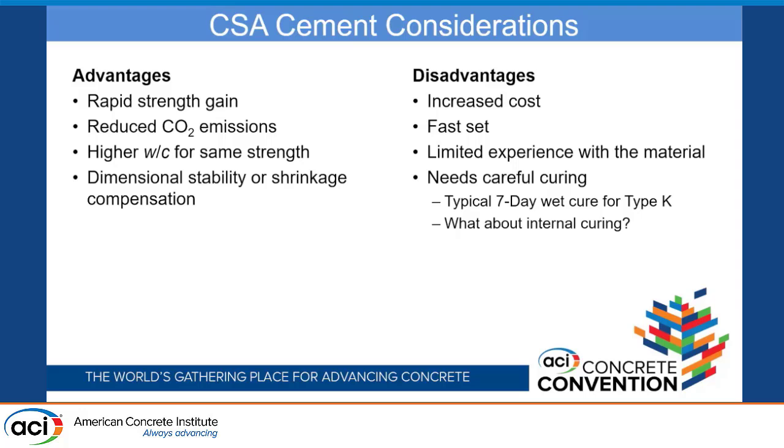But there are still disadvantages that need to be considered, like the cost. Fast set can be hard to deal with. Contractors' experience with the material can be hard to deal with. But again, there's also just a lot of information we still need to know about these materials. And where we're getting at in this presentation is to get whatever performance that we want, whether that is the shrinkage compensation, the expansion, the rapid set, and good performance over time.